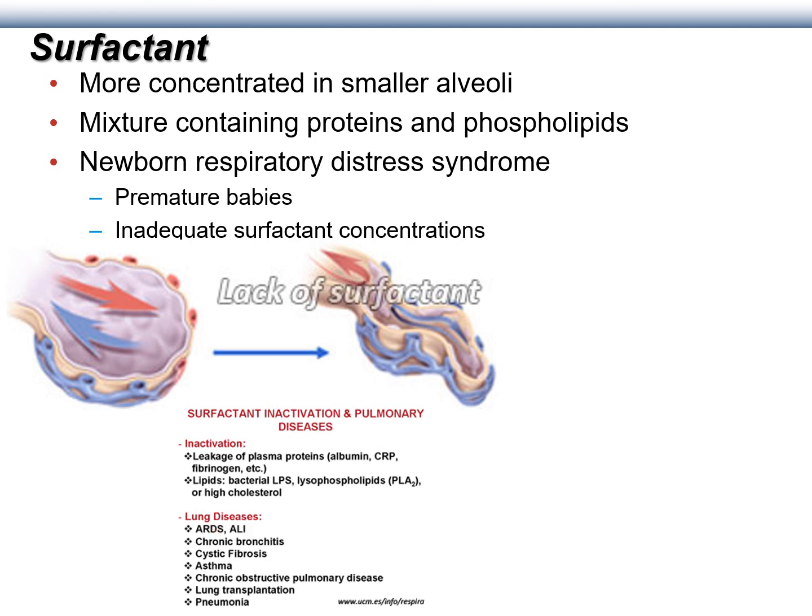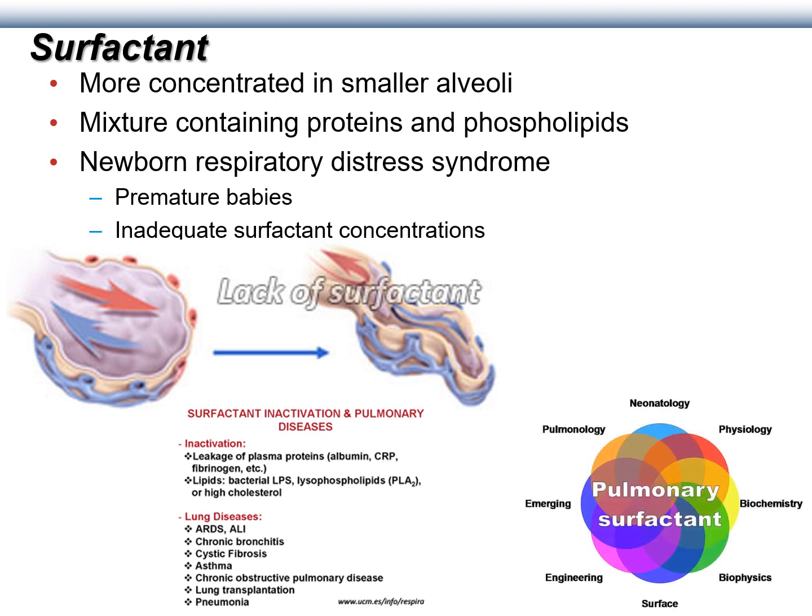You can see lack of surfactant in other disorders associated often with inflammation, chronic inflammation, or in some cases immune responses and that sort of thing, where you have lack of surfactant. So it's not just a preemie thing, but it has saved lives.